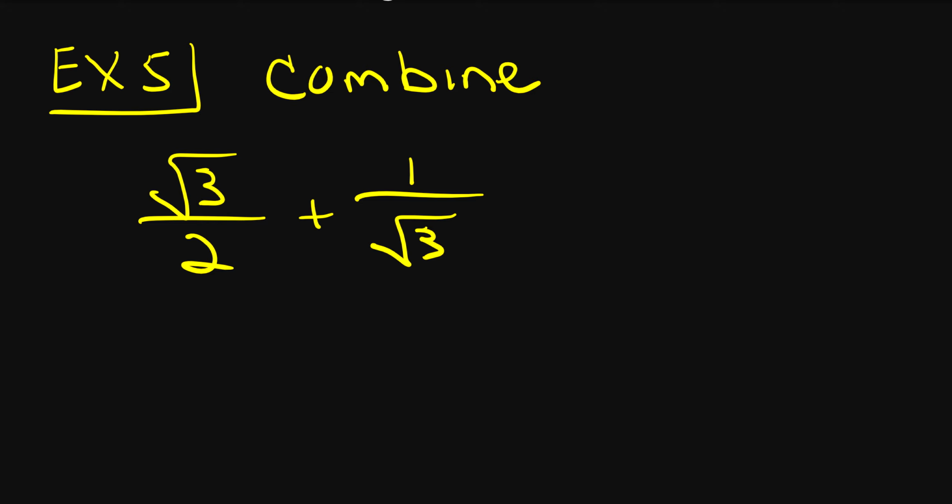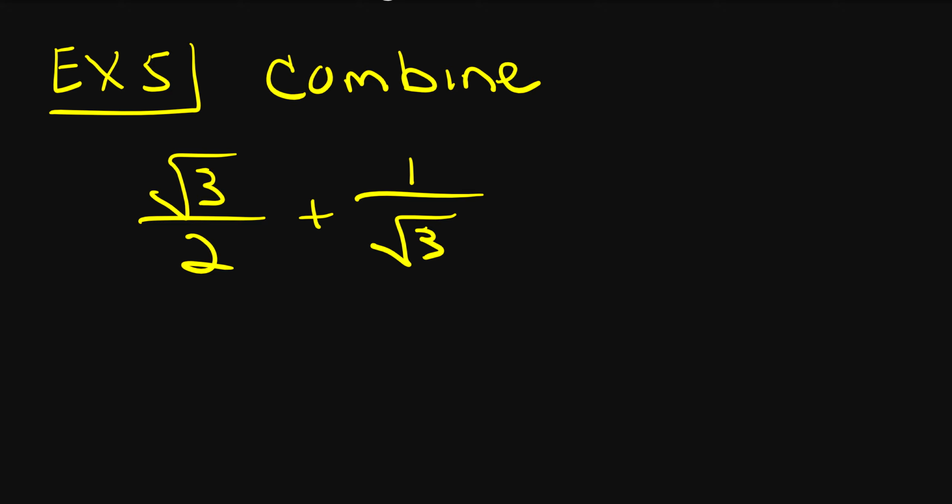Okay, example 5, it's just saying to combine the square root of 3 divided by 2 plus 1 over the square root of 3. They're fractions. We're adding 2 fractions, but we've got to get the denominators to be the same. So I hope you know how to do this one before I actually do it.